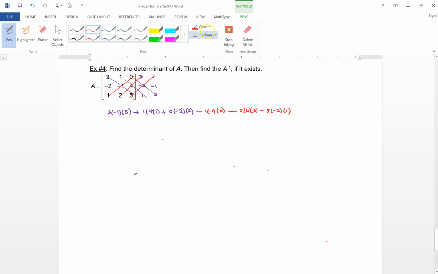So now I have here 3 times negative 3 times 5, negative 15, plus 4, plus 0, minus 0, minus 8 times 3 is 24, and then plus 10. Okay? So the zeros go away. Negative 15 plus 4 is negative 11. Plus 10 is negative 1. And this is negative 25.